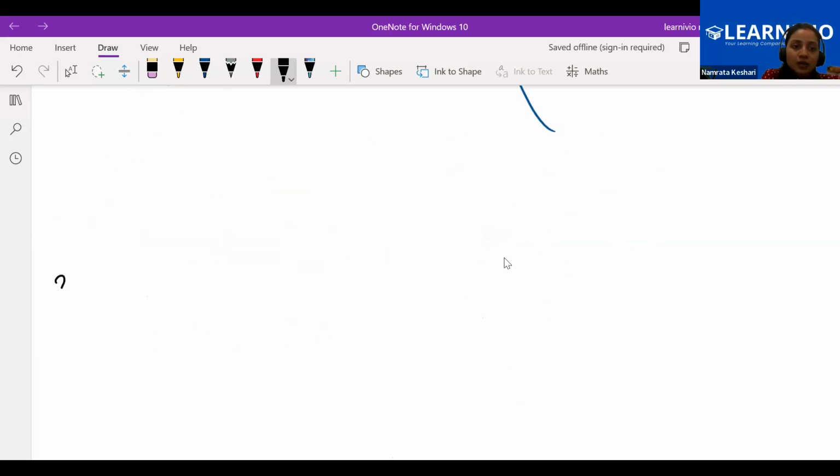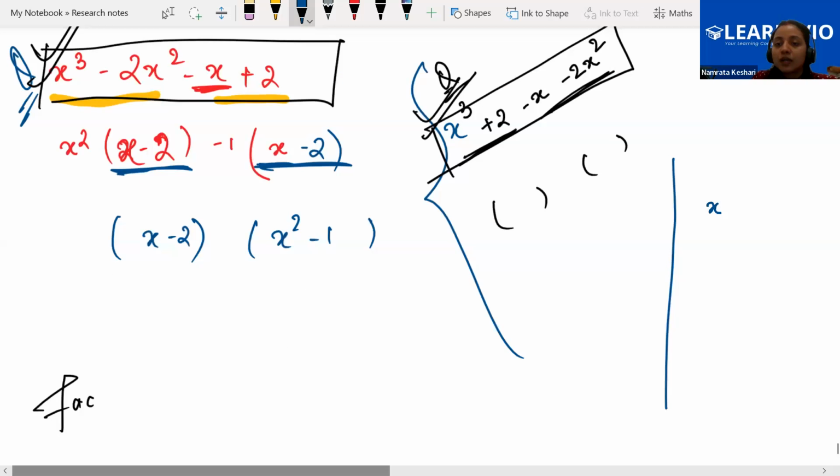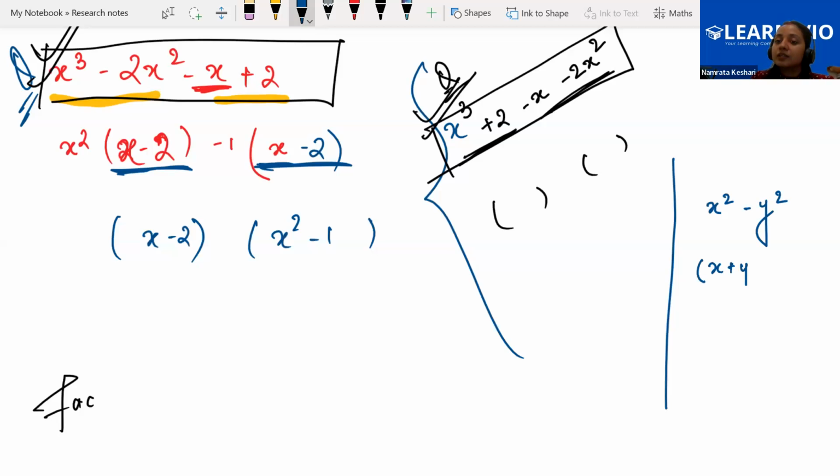Next one is x cube minus 3x square minus 9x minus 5. Again the question is the same, factorize. The previous one we could have done again. Do you know this formula? x square minus y square formula: x plus y in one bracket and x minus y in another bracket.